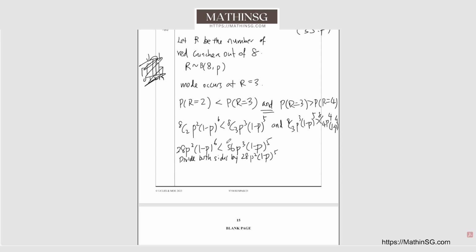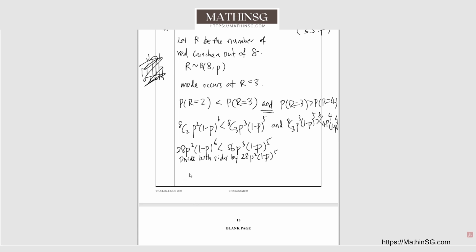But this is a probability question. We know for sure that P will be positive. We know that 1 minus P is also a probability. It's the probability that the cruncher is not red. So it will also be positive, in between 0 and 1, right? Because we know they are not going to be negative, 28P squared 1 minus P to the power of 5 is going to be positive. So therefore, we can divide both sides by a number that we know for sure is more than 0.